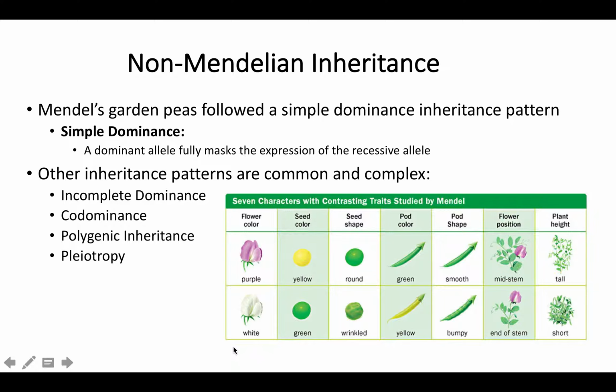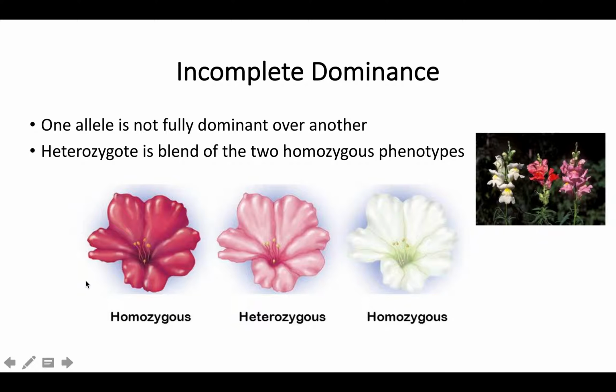In real life, not all genes follow this inheritance pattern. In fact, other patterns are more common, and we're going to take a look at some other inheritance patterns that don't follow simple dominance. There is incomplete dominance, codominance, polygenic inheritance, and pleiotropy. The first is incomplete dominance.